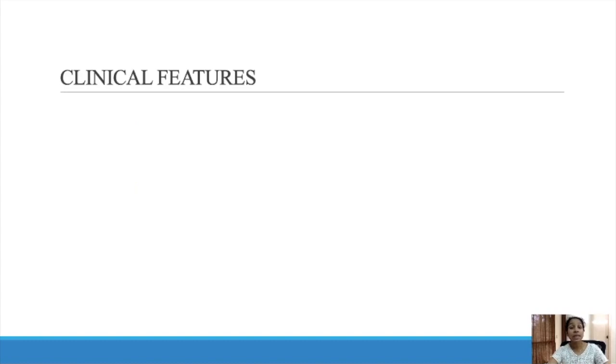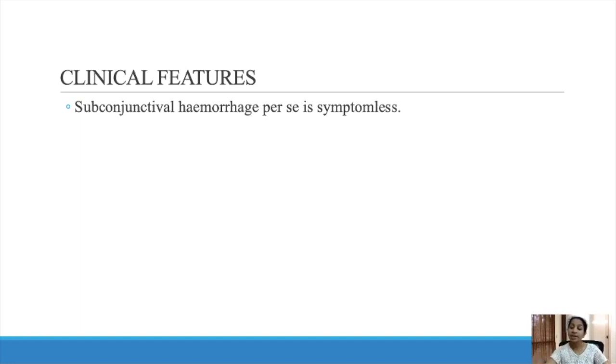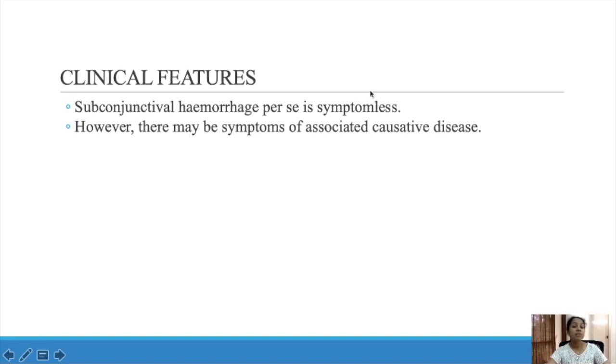Next comes the clinical features. Subconjunctival hemorrhage is symptomless. There won't be any symptom for subconjunctival hemorrhage. Only you can see that hemorrhage. But if it is associated with other diseases, those symptoms will be there. So however, there may be symptoms of associated causative diseases.